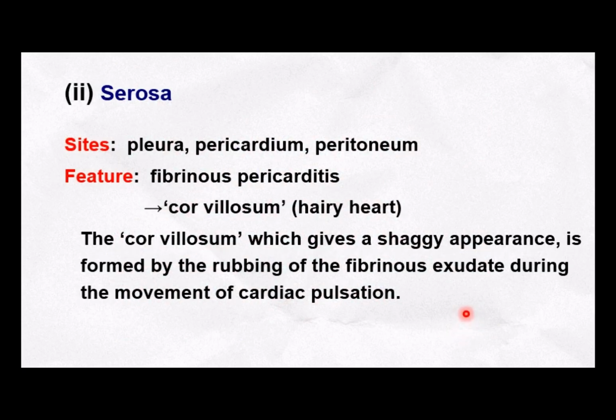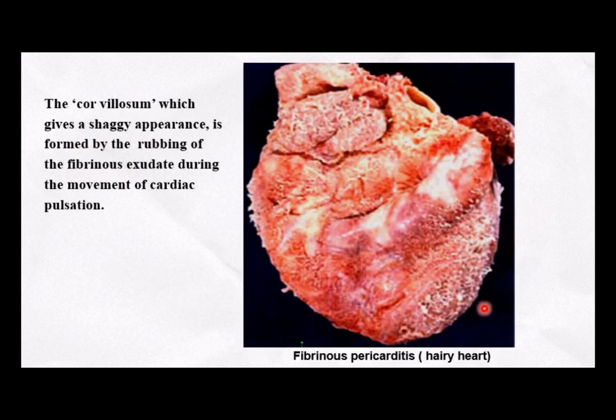Fibrinous inflammation is observed in rheumatic pericarditis. The fibrinous pericarditis is called hairy heart. Fibrin deposits on the pericardium, which gives a shaggy appearance, formed by the rubbing of the fibrinous exudate during cardiac pulsation. This picture shows a hairy heart with a shaggy appearance.